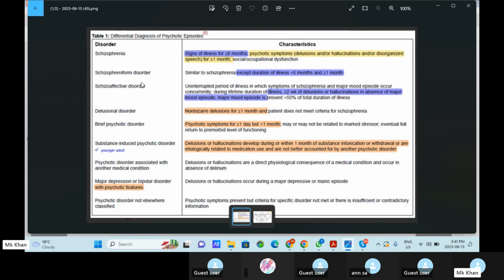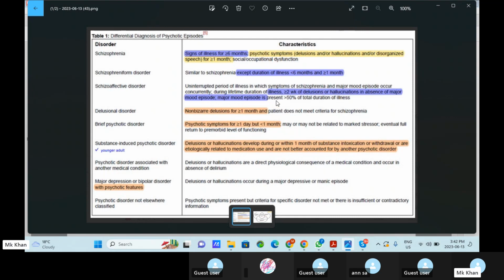We will read it. And in the schizophreniform disorder, what's happening? It is similar to schizophrenia, except duration of illness is less than 6 months and more than 1 month. So the duration matters. Schizoaffective is the psychotic plus the mood. So uninterrupted period of illness in which symptoms of schizophrenia and major mood episode occur concurrently during lifetime duration of illness, more than 2 weeks of delusion or hallucinations in absence of major mood symptoms. So that thing is important to diagnose the schizoaffective. So they will mention something like there will be only psychotic symptoms and no mood symptoms for 2 weeks or more. So this is important to remember to diagnose this one.